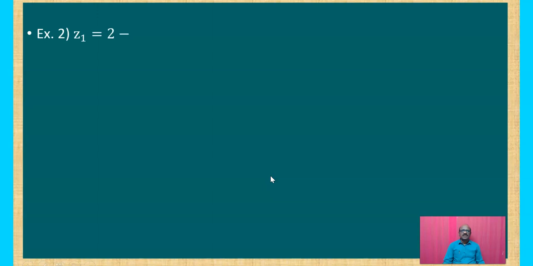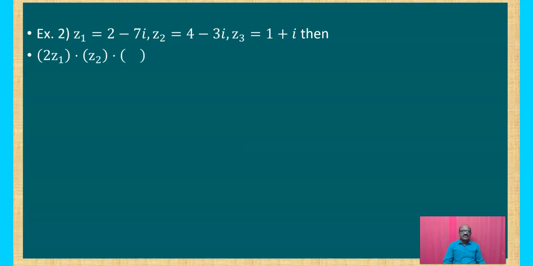Next example. z1 equals 2 minus 7i, z2 equals 4 minus 3i and z3 equals 1 plus i. Then 2 z1 into (z2 dot z3) equals 2 times (2 minus 7i) dot (4 minus 3i) into again (1 plus i). Now we will simplify this.